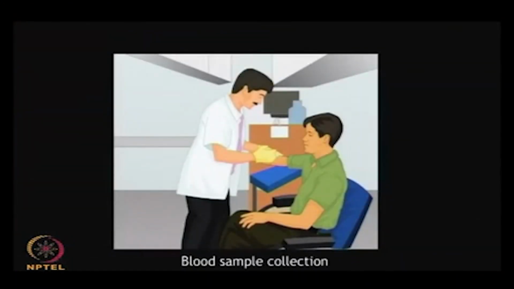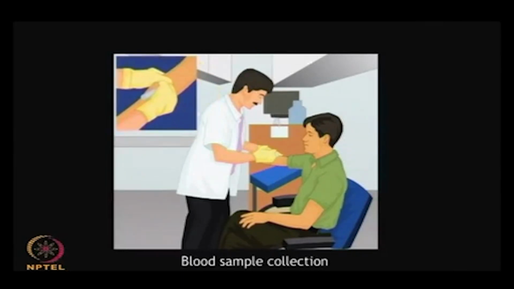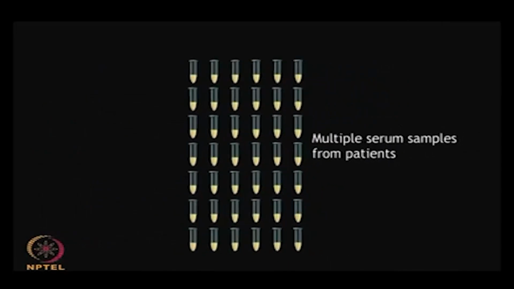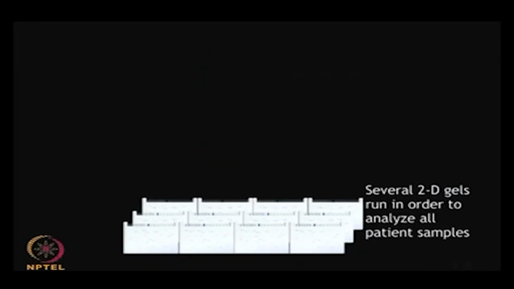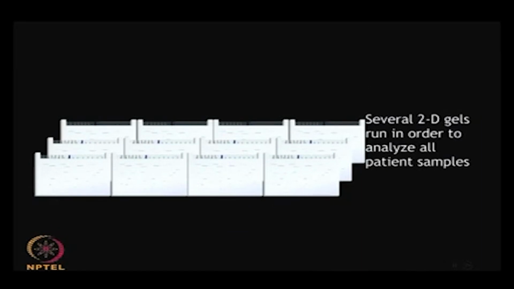Among 2DE and DIGE, which of these two techniques will be better to separate serum protein samples obtained from a large number of patients in a clinical trial? If you have multiple serum samples from patients, 2-dimensional electrophoresis, although a very useful technique, may not be the best option in this case to analyze serum proteins from a large number of patients.